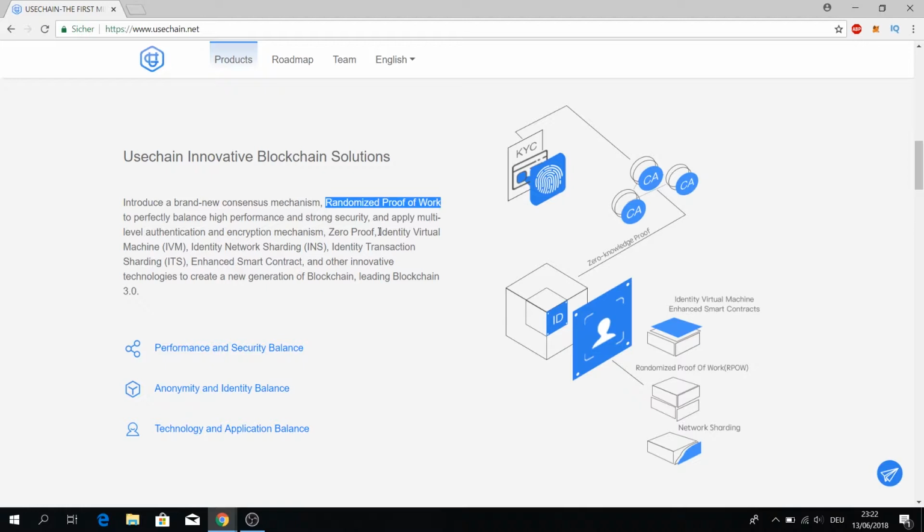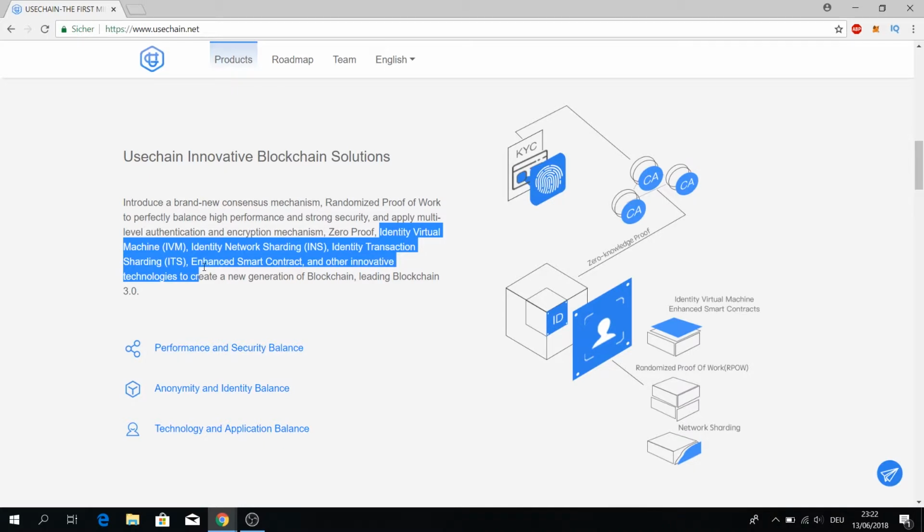And for the ID sharing in the ecosystem, you also have the identity virtual machine, identity networking sharing, identity transaction sharing, and enhanced smart contract. All those things are there to make programs more available to users, and can give opportunities, as I've said, to many new applications and programs that maybe weren't possible yet, but now with the new technology it might be possible, right?